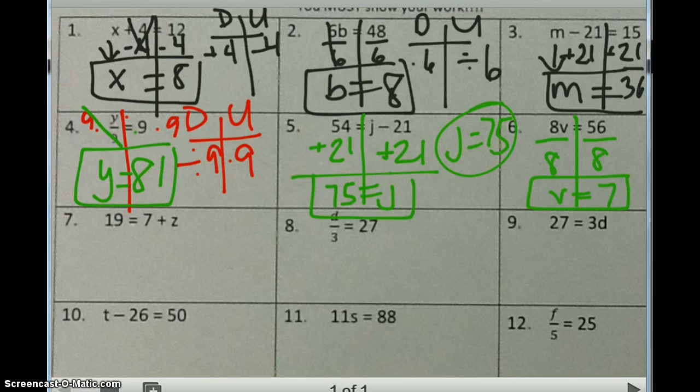Good. Have you been going back and thinking, hey, does this make sense? 8 times 7 is 56. Yep, totally makes sense. So again, if you need help, make sure you get it, but hopefully this gives you a good start.